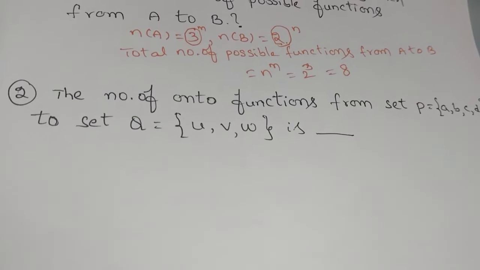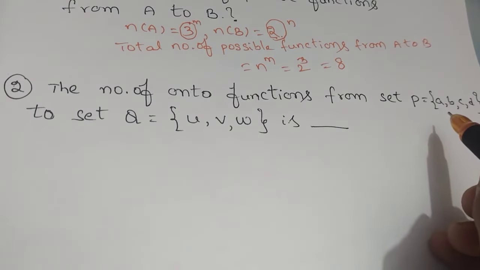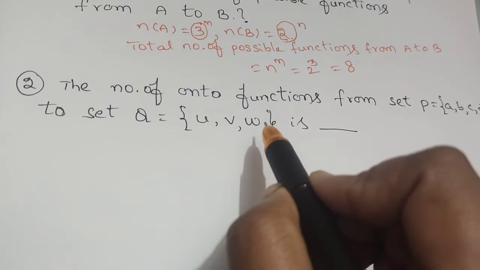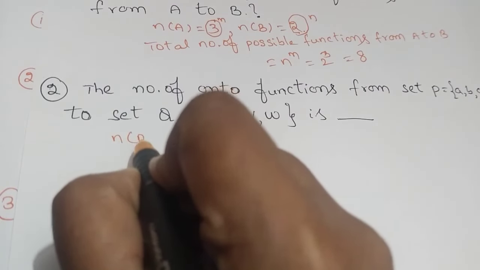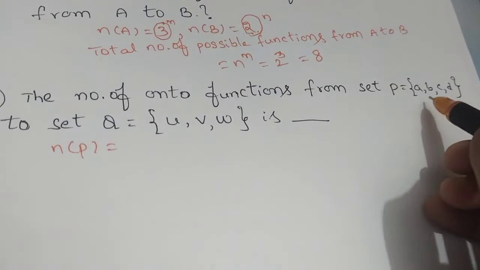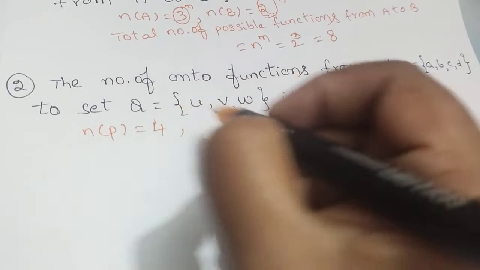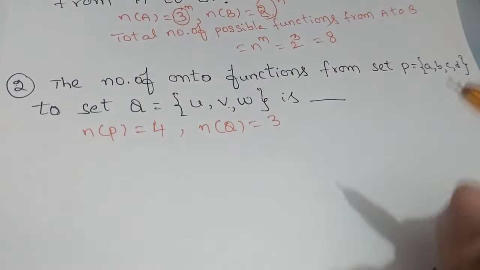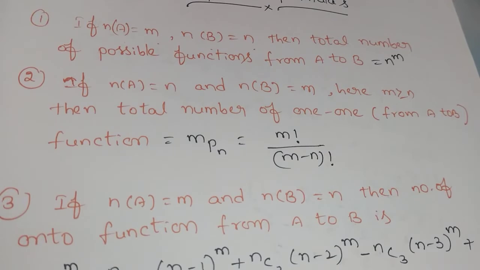Next, see example 2. Example 2: the number of onto functions from set P equal to {a, b, c, d} to set Q equal to {u, v, w}. First write n of P. n of P is equal to how many? 1, 2, 3, 4, so 4 elements. Next, n of Q: 1, 2, 3, 3 elements. Now the onto functions formula. What is the onto function formula?